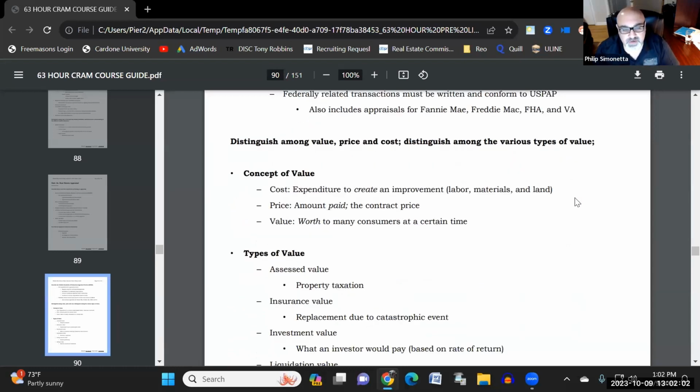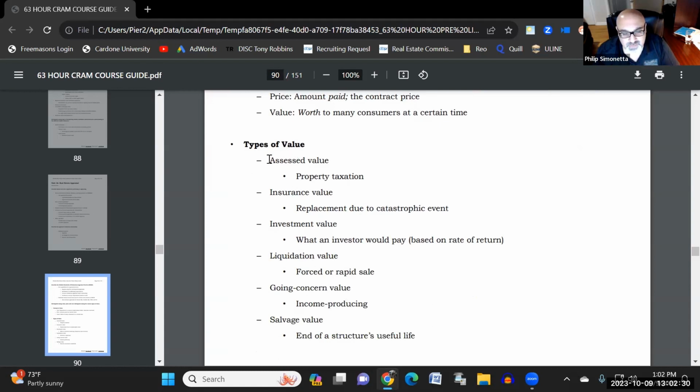Okay, distinguish among value, price, and cost, and distinguish among the various types of value. So the concepts of value, remember we have a cost approach. Cost is the expenditure to create an improvement: the labor, the materials, and the land. Price is the amount paid. That would be the contract price. And value would be worth to many consumers at a certain time. So that house is worth this much to anybody who would look at it, right?